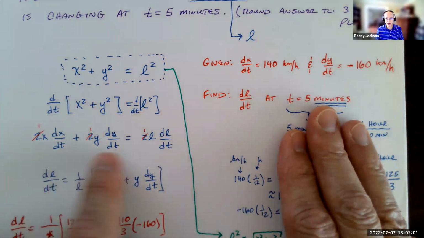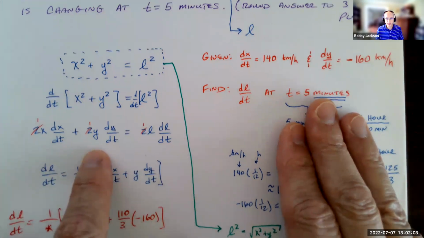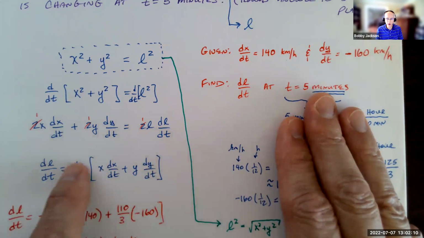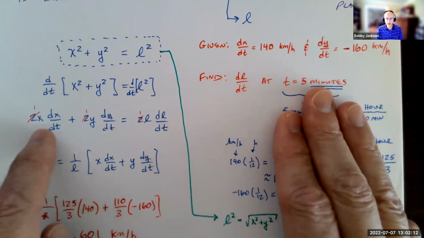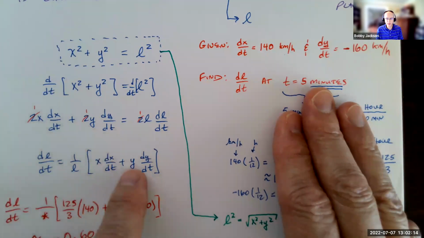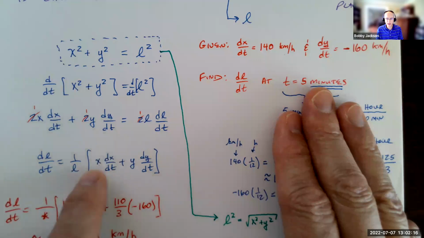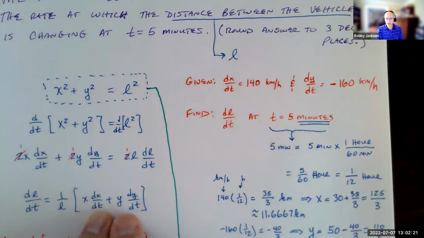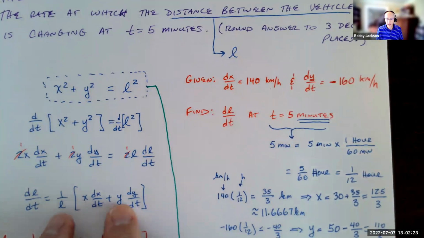Divide both sides of this equation by 2, and then solving for dL/dt, I'm going to divide both sides by L, or multiply by 1 over L. So it's 1 over L times x dx/dt plus y dy/dt. So I've solved for dL/dt. Now I know what dx/dt and dy/dt are. Those are my given rates. But what about the values of x, y, and L?